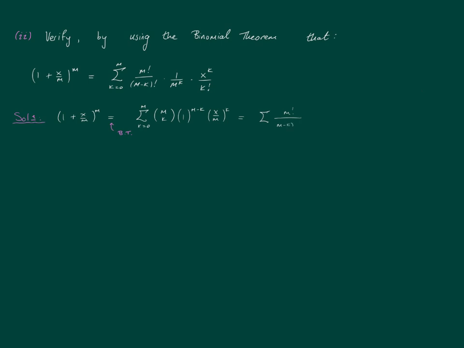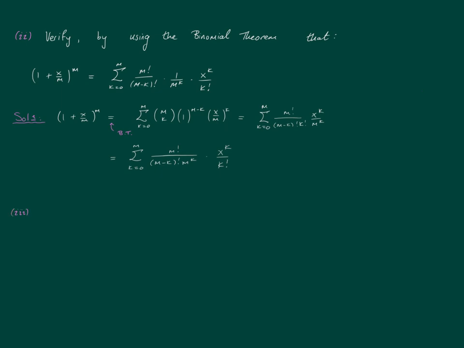Expressing m choose k in terms of factorials, we get this, x to the k over m to the k, where again k goes from 0 to m. Then grouping everything just so it looks like how we want it to look: the sum from k equals 0 up to m of m factorial over (m minus k) factorial, m to the k times x to the k over k factorial. And we're done.